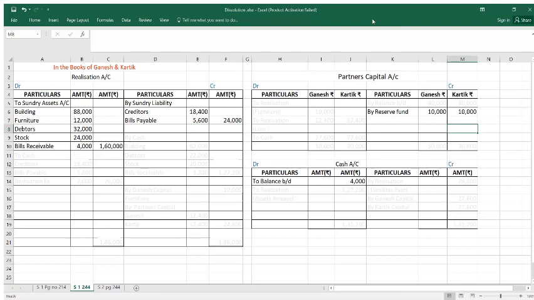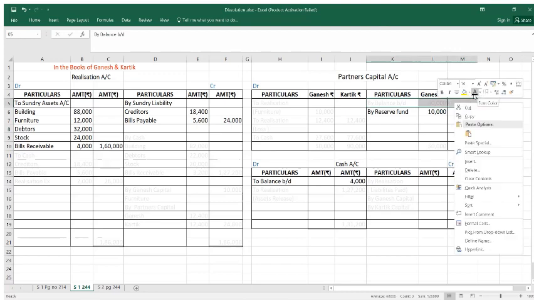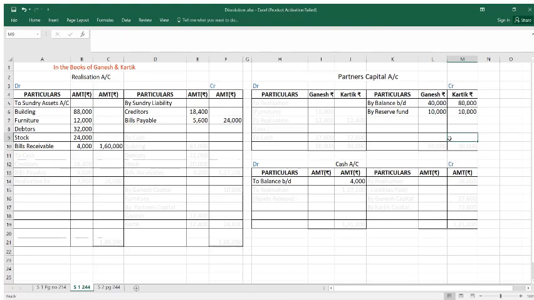After that, the next one, capital account. The capital account should be transferred to partners capital on credit side. So by balance brought down, 40,000 Ganesh and 80,000 Karthik. In this way, we transfer the assets and the liabilities. Now we're going to start with the next step. We completed the first step of transfer stage, that is transfer of all the assets and the liability.